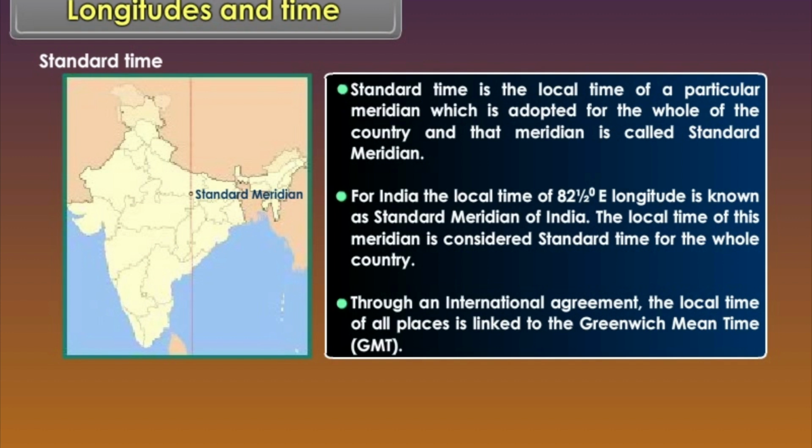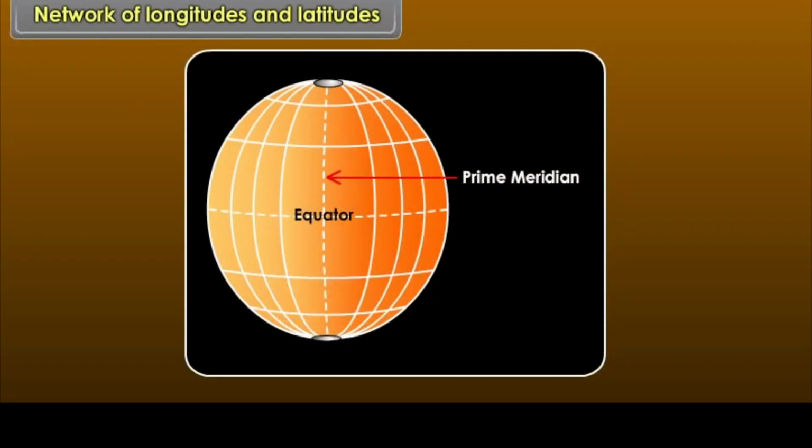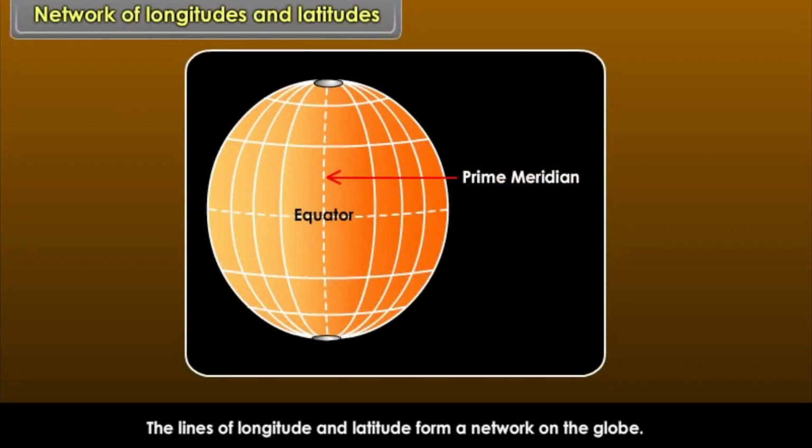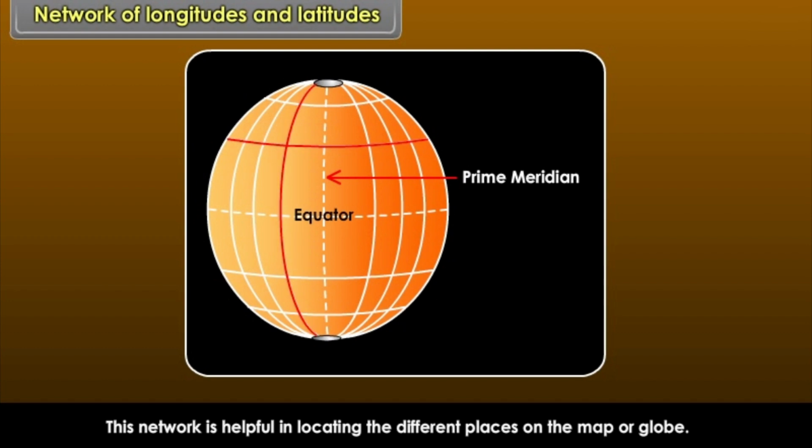Through an international agreement, the local time of all the places is linked to the Greenwich Mean Time, GMT. Network of longitudes and latitudes. The lines of longitude and latitude form a network on the globe. The longitudes and latitudes intersect each other at right angles, forming a grid. This network is helpful in locating the different places on the map or globe.